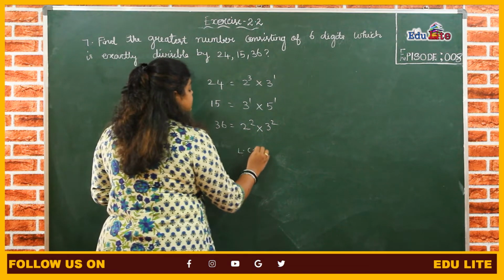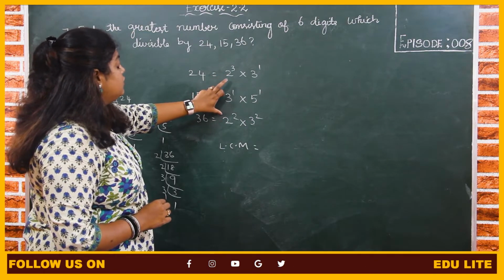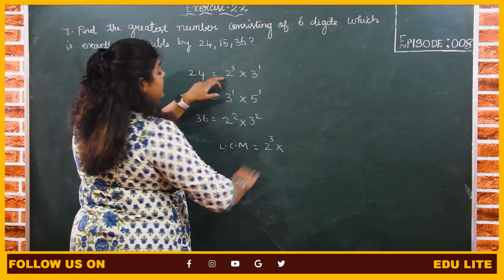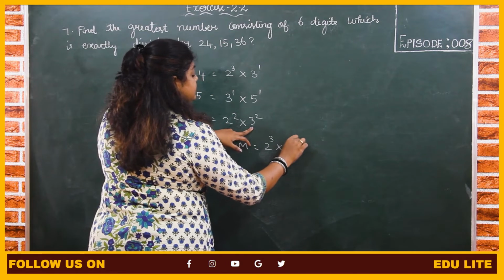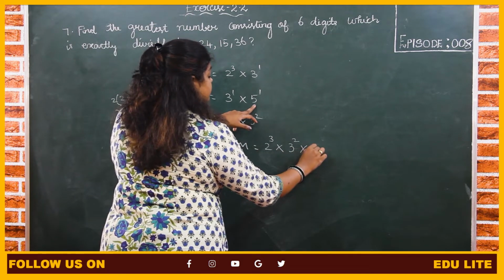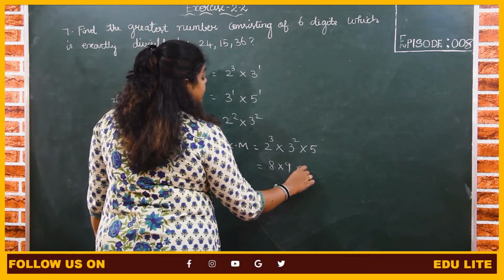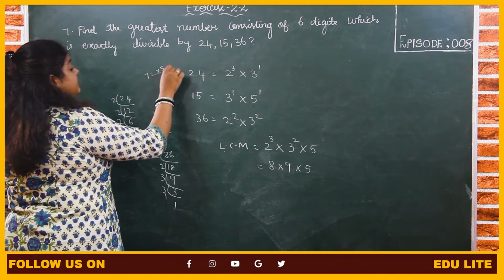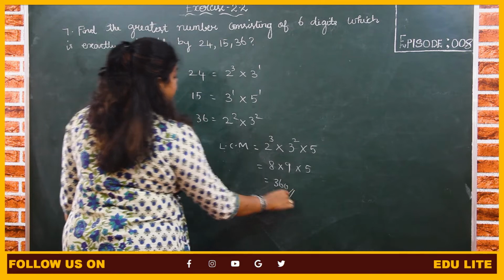So let us find the LCM. Among these three, when considering 2 square and 2 cube, 2 cube is the greatest exponent. So I am considering it as 2 cube. Next, for 3, 3 square is the greatest exponent. So we are considering 3 square. Next, for 5, there is only power 1. So 5. We have to simplify this. 2 cube is 8, 3 square is 9, into 5. 9 8s are 72. 72 into 5 will give us 360. So we got the LCM of these three numbers.